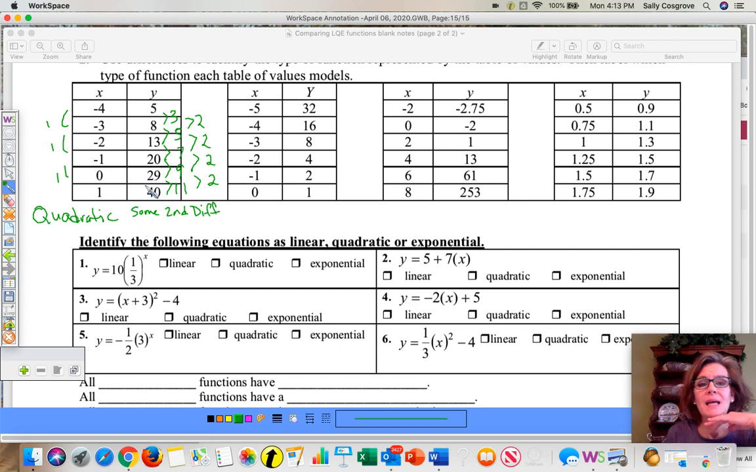All right. Let's look at the next one. The x values are all increasing by 1. Okay, so change in x is 1. Let's look at the change in y. 32 to 16. What's happening? Well, it's going down how much? 16. 16 to 8, that's going down 8. Well, we already know it's not linear. 8 to 4, that's going down what? 4. 4 to 2, that's going down 2. 2 to 1, that's going down 1. Hmm.